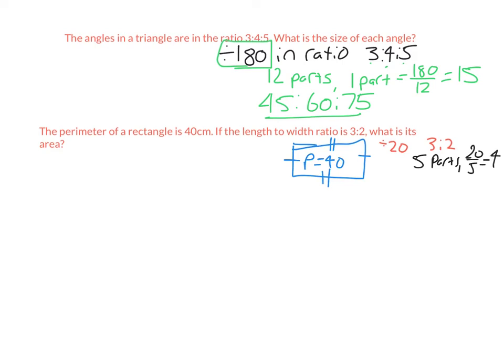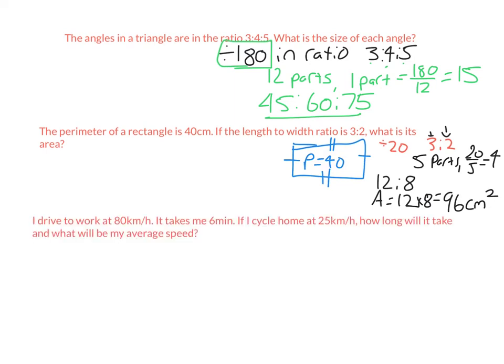Then I multiply each number in the ratio by 4. So 3 by 4, 2 by 4. So the dimensions of the rectangle, the length is 12, the width is 8, therefore the area is just 12 times 8, which is 96, because the perimeter was centimeters. This will be centimeters squared. How easy is that? Let's do one involving speed.